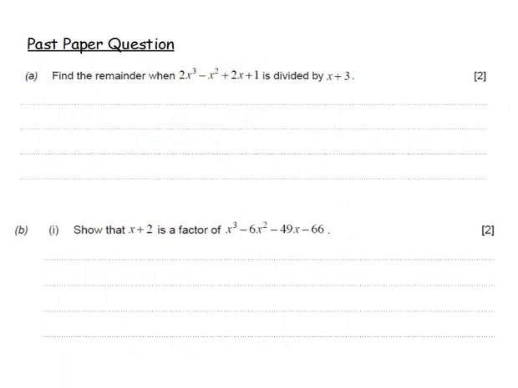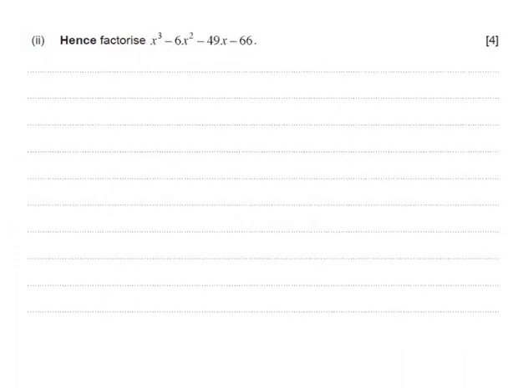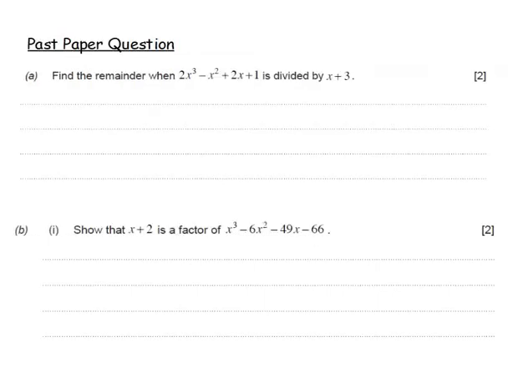So to finish off this lesson, we're just going to have a look at a past paper question from an additional maths paper, so you can see what they usually look like. And these are very popular exactly in this format. So you can see we start with a find the remainder, then it says a show that this is a factor, and then it has a hence factorise. So bringing all the things we've learnt over the last few lessons together into a past paper question.